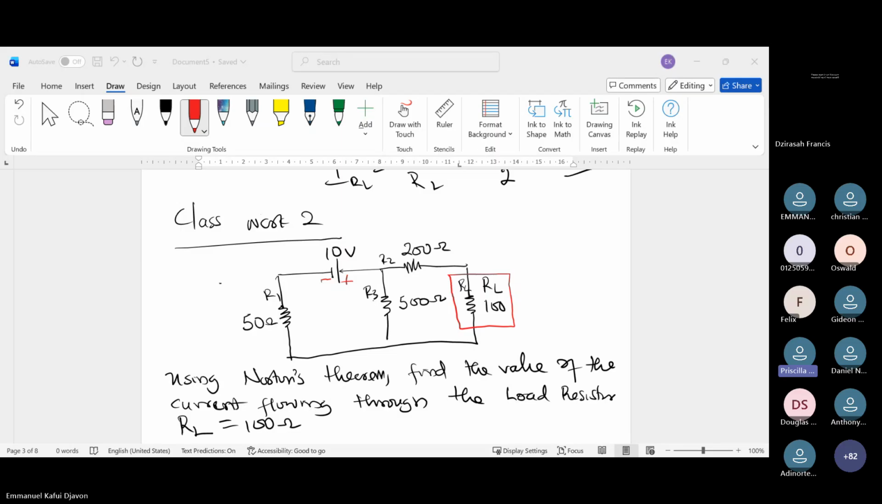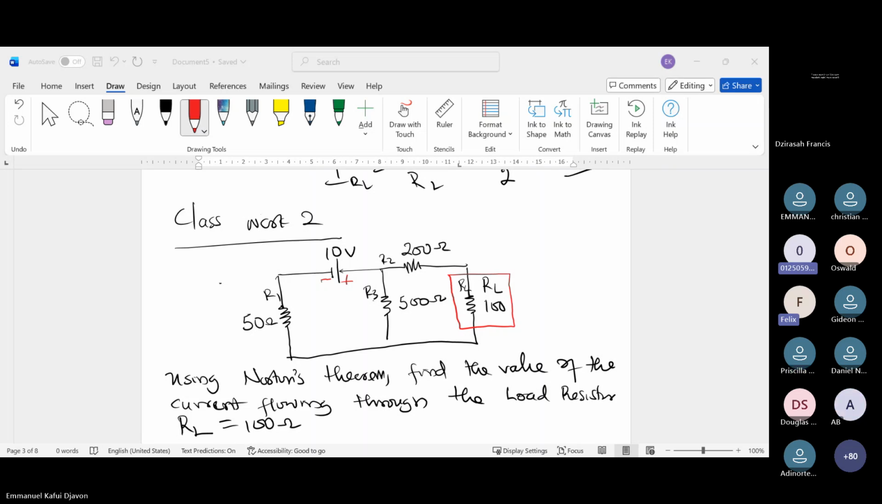Where you found the current, if you read the circuit, you now have to find the total resistance. For that particular circuit, you have the load and then the Norton resistor there. So now you do product over sum, like how we did the first one. When you get the answer, then you find the current flowing through the circuit.